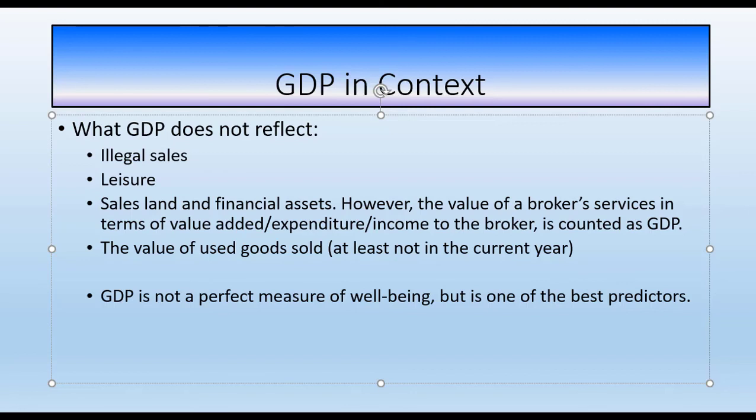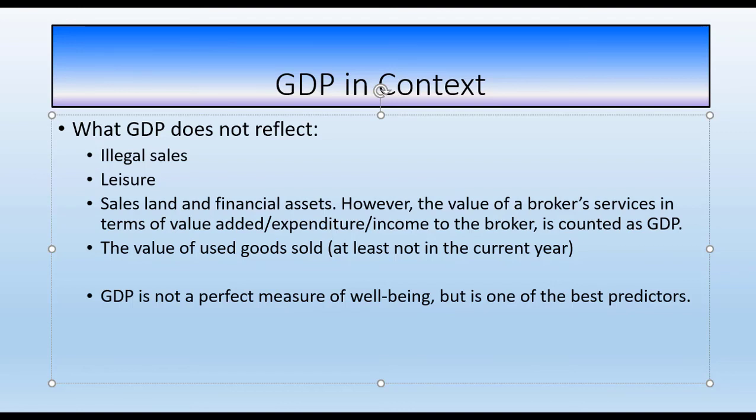So now, before I end this video, it's always helpful to put things in context. And let me summarize by covering what GDP is not, or what GDP does not reflect. As we said before, it does not reflect illegal sales and activities. It does not reflect leisure. Leisure is a good. So when you study labor economics, you're looking at the trade-off between wages and the time people work in labor. It's traded off with leisure, worked versus leisure time trade-off.